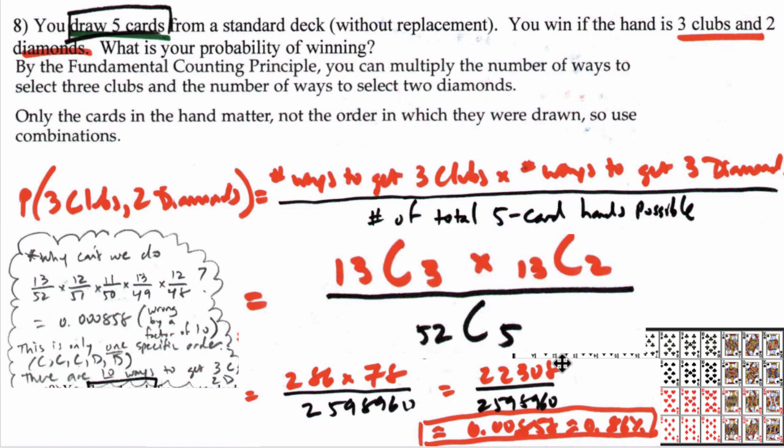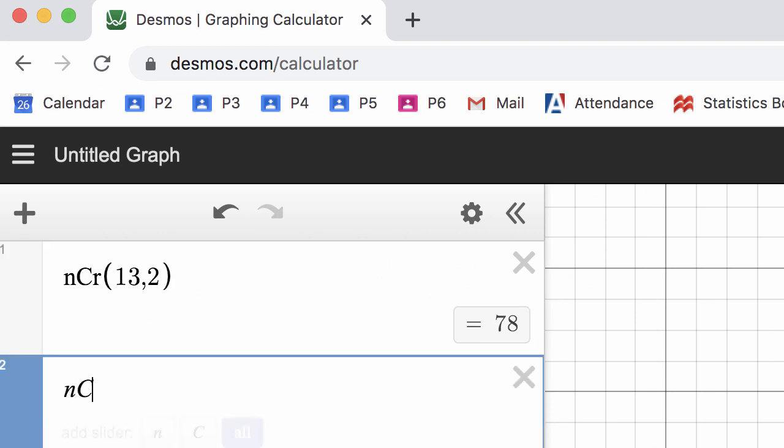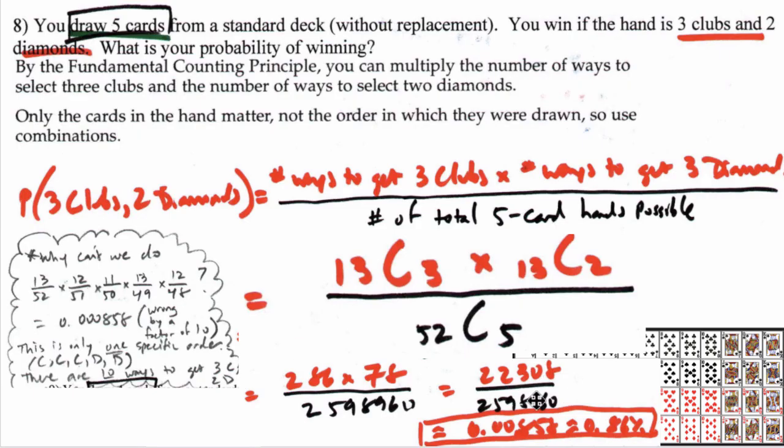That means there's 22,308 ways to be successful. The problem is there's a lot more possible hands. Let me just push down here: nCr 52, 5. There's 2,598,960 different hands possible. So if you're playing a card game where you're picking 5 cards, there's almost 2.6 million possible hands. Okay? So out of those 2.6 million, only 22,000 are going to give me 3 clubs and 2 diamonds, which is a very low percentage, less than 1%, 0.86%.